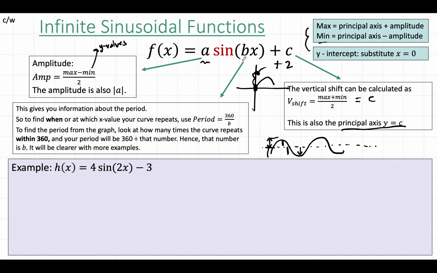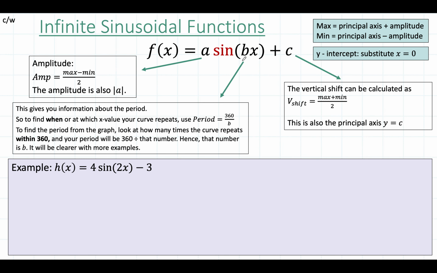Just to do some examples here, we have h of x equals 4 sine 2x minus 3. The first thing we could find is the amplitude, which is just taking the coefficient and taking the absolute value. So the amplitude is equal to 4 in this case. This is our A, B, and C. It's always useful to actually write them down. A is 4, B is 2, and C is negative 3.